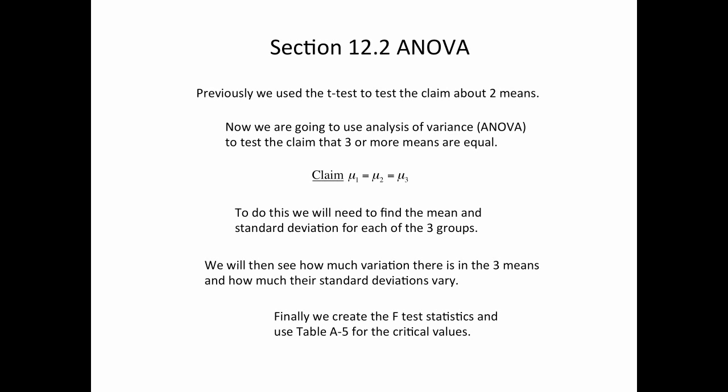And then we're going to make the test statistic, which is capital F, and the critical values are in table A5. You'll find table A5 in the back of the book. It's not on the formula card, it's in the back of the book. So that's where you look for it. Okay, now on to the example.